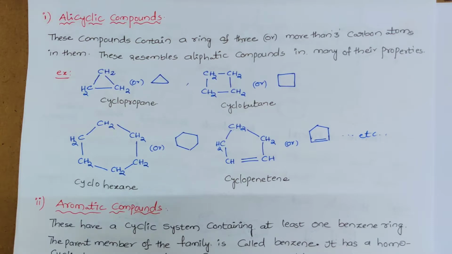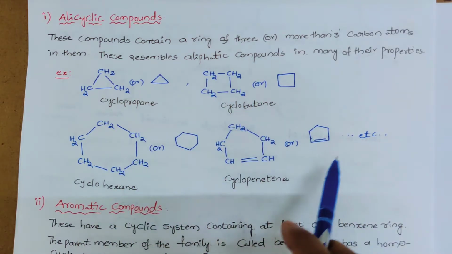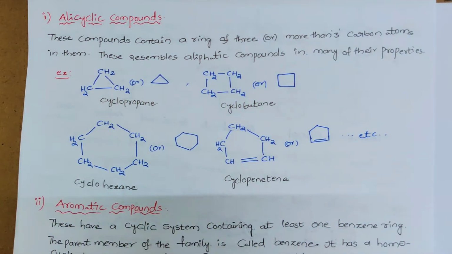These homocyclic compounds are further classified into two types, alicyclic compounds and aromatic compounds. What are alicyclic compounds? These compounds contain a ring of minimum 3 carbon atoms, because with 2 carbon atoms it is not possible to write the ring. A ring of 3 or more than 3 carbon atoms is in them. So most of their properties are related to the open chain compounds. So these are the examples of the alicyclic compounds.